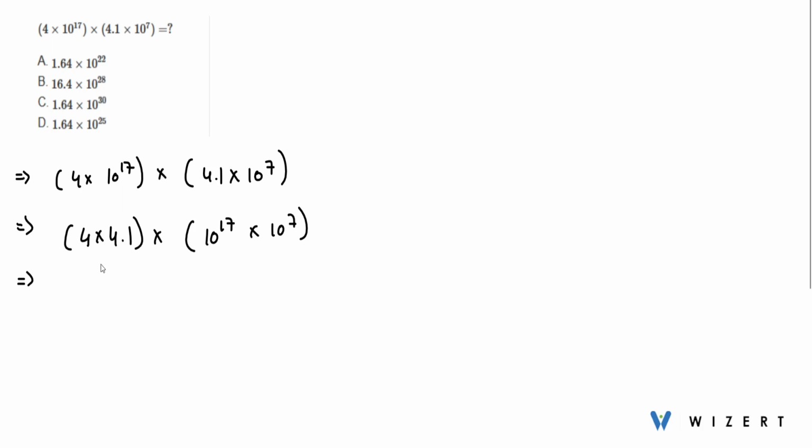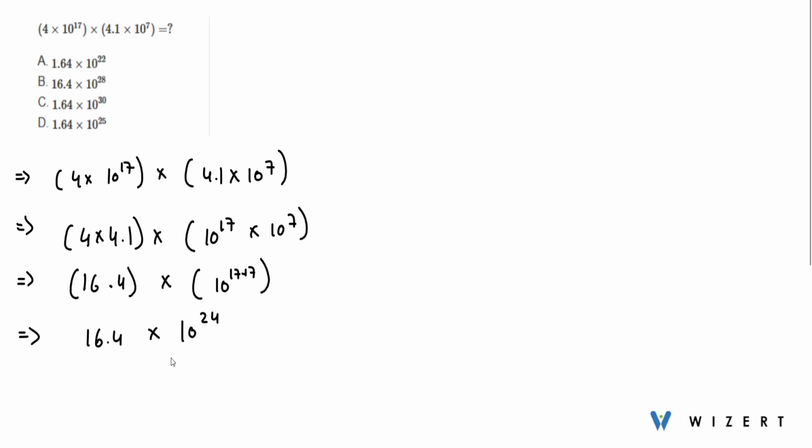So 4 multiplied by 4.1 will give us 16.4, right? 16.4, and multiplied by, from the rule of exponents, we can add the exponents since the bases are same. So this will become 10 raised to the power 17 plus 7. So 16.4 multiplied by 10 raised to the power 17 plus 7. So 17 plus 7 will give us 24, right? 10 raised to the power 24.